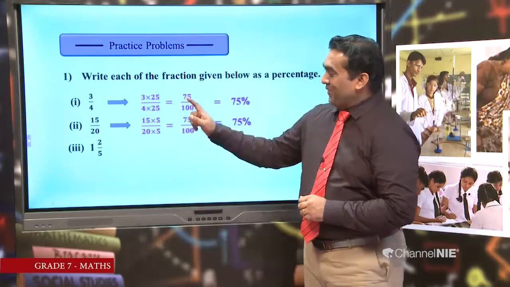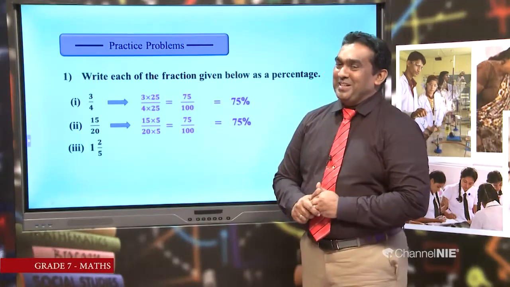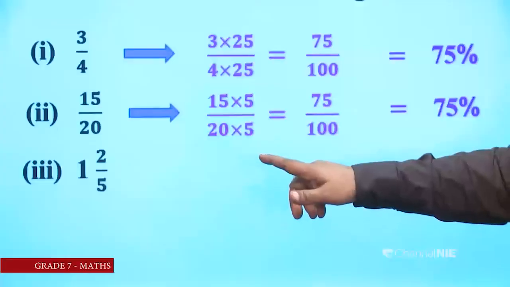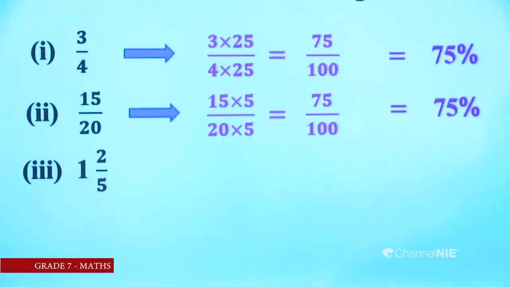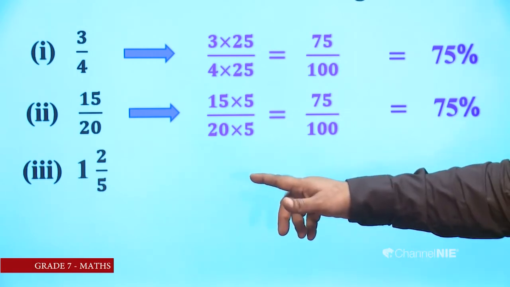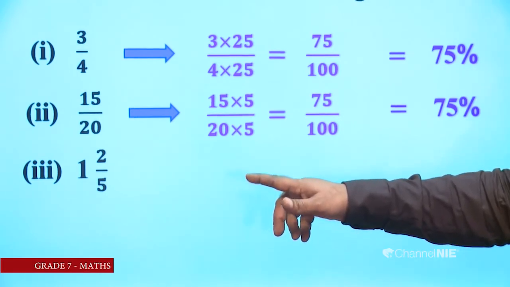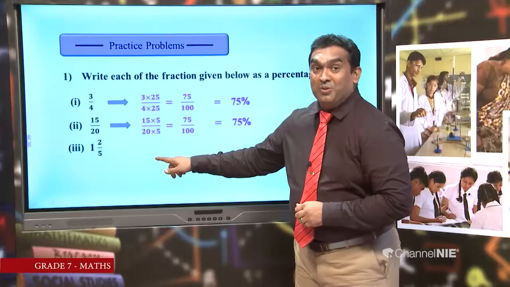1 and 2 over 5. Therefore, in this fraction, directly you can't identify the numerator and the denominator. Then what to do? You have to convert this mixed number into an improper fraction. How to do it?